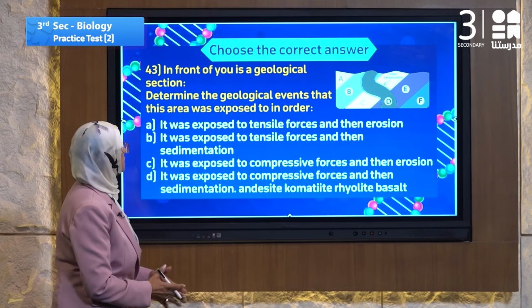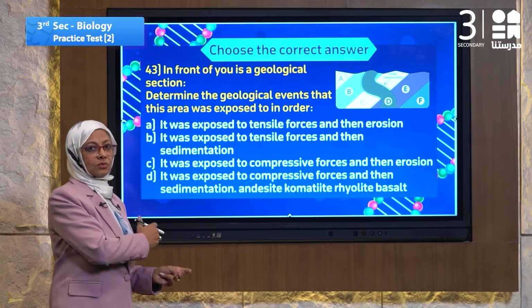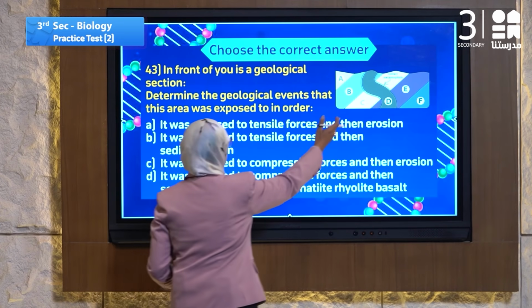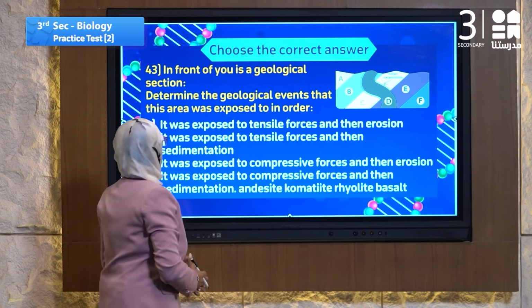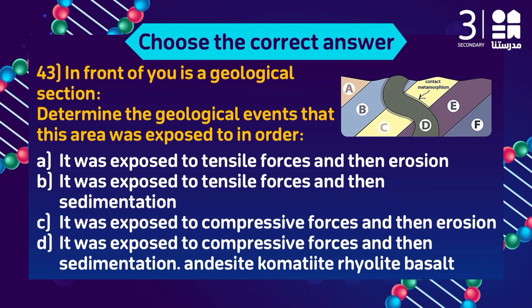Let's go to 43. Let's go again to earth science. Earth science here is the formation of the river. The formation of the river is in the figure, yes? Let's read the question. In front of you is a geological section that shows the geological events that this area was exposed to, in order.